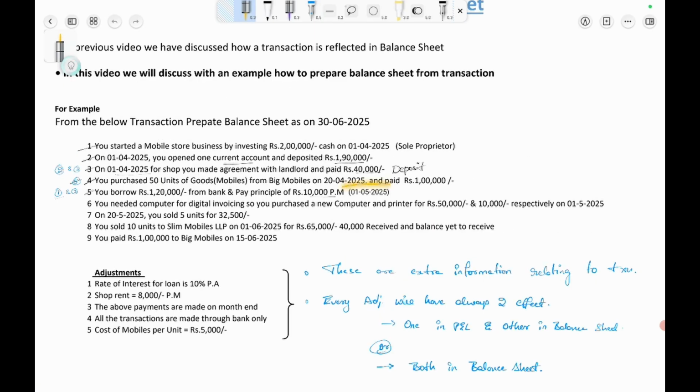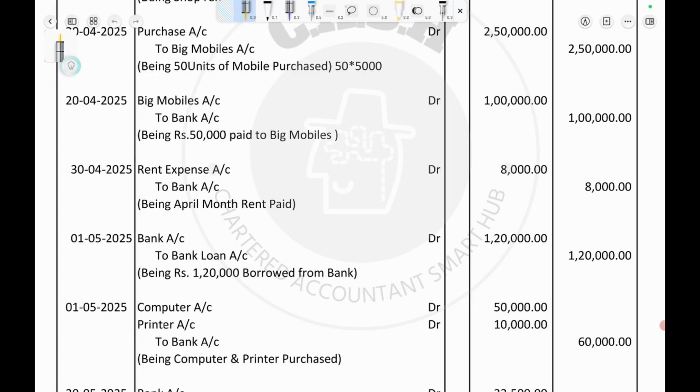But before going to this date, we have to make sure we have covered this month's transactions in full. The last transaction ended on 20th April 2025, but adjustment number 3 says the above payments are made on month end. We have to pass one journal entry on 30th April 2025. Rent is in expenses, so debit all expenses and losses. Money is going out, credit what goes out.